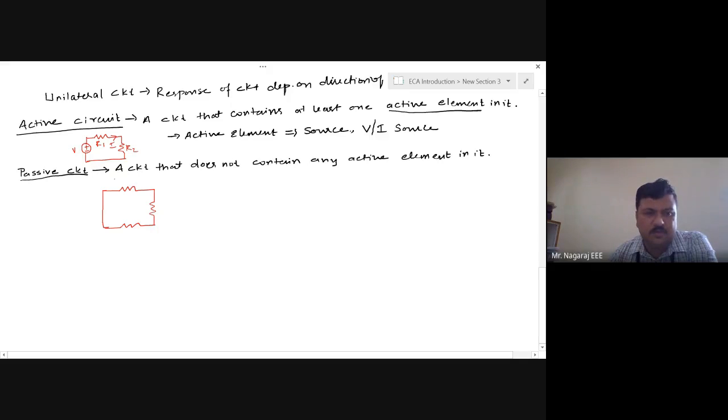No doubt, with respect to the basic definition of passive circuit, the circuit does not hold any kind of active element in it. Now for example, I will have a circuit that has capacitance in it.